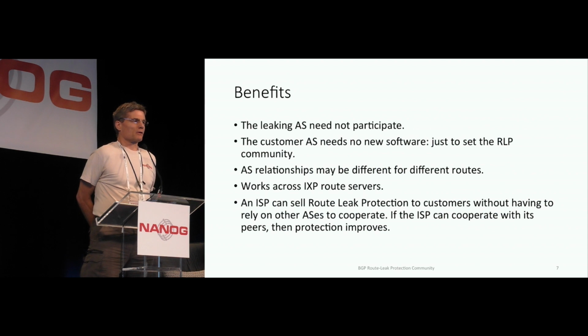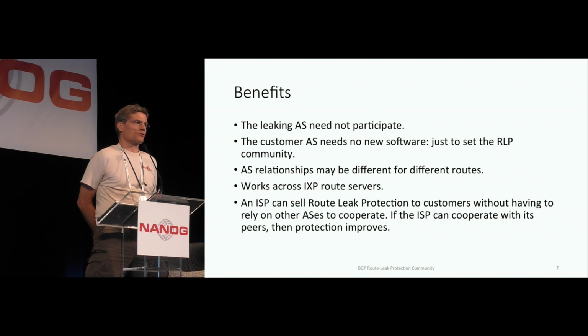There are some other proposals in the IETF on how to fix this. One of them is to put a bit in-band into the actual route that is leaking. Now, that requires the AS that's leaking to pass that bit through. Right?